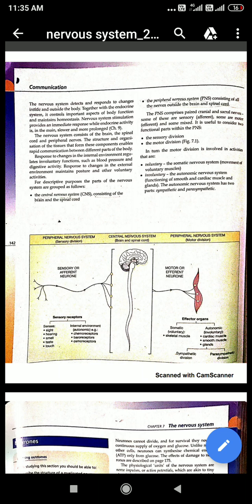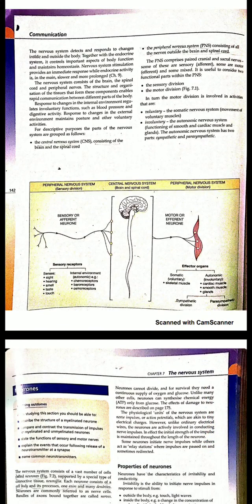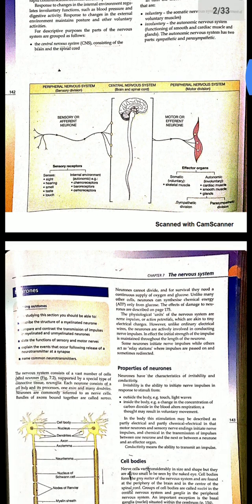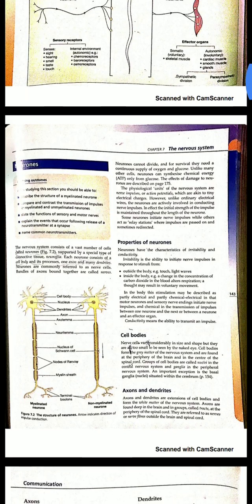In turn, this motor division is involved in activities that are voluntary, the somatic nervous system, and involuntary, that is autonomic nervous system, which have cardiac muscles and glands and all. The involuntary autonomic nervous system is further divided into sympathetic and parasympathetic division.